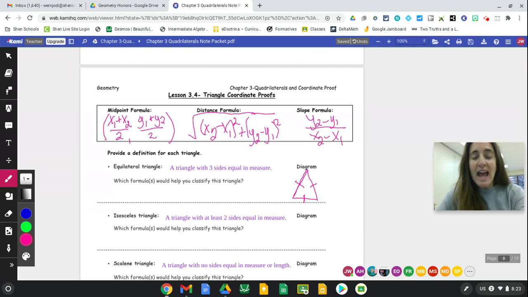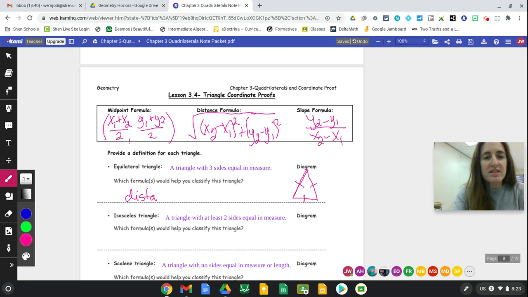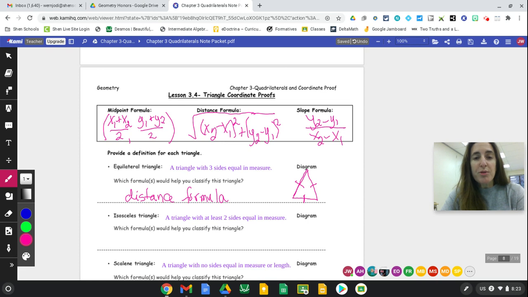Now, if someone asked us to prove a triangle is equilateral, we could use one of our formulas that we have listed up above to show that the sides are equal in measure, and that formula that we would use would be our distance formula. So if I use the distance formula, it finds the lengths of the 3 sides, and by doing that, I could show that all 3 sides were equal in length, making the triangle equilateral.